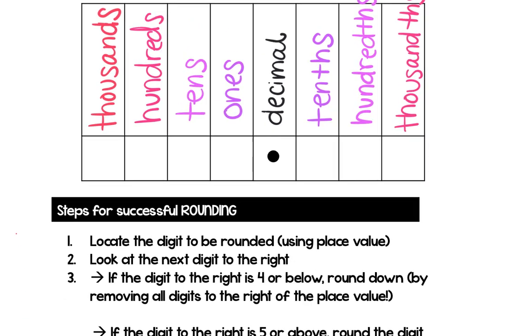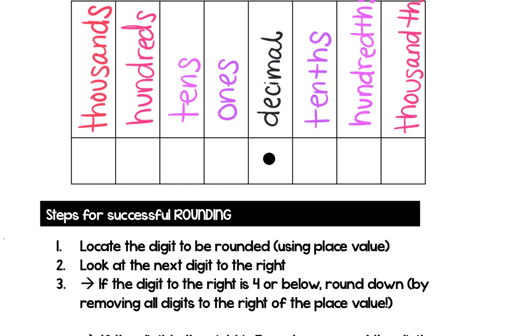So the very first step that we're going to do, this is why it's important to know the place value, is we're going to locate the digit to be rounded. If, for example, the problem states to round to the nearest tenth, you are going to locate that digit directly to the right of the decimal place. If it says to round to the nearest hundredths, you're going to locate the digit 2 places to the right of that decimal place. After we locate that digit, we're going to look at the digit to the right of that. If the digit is 4 or below, we're going to round down.